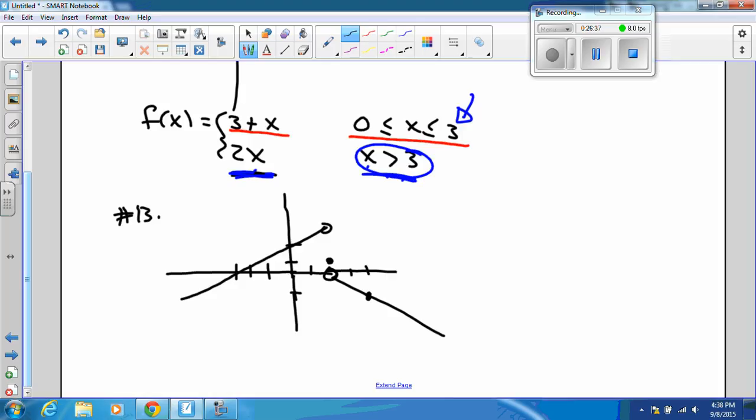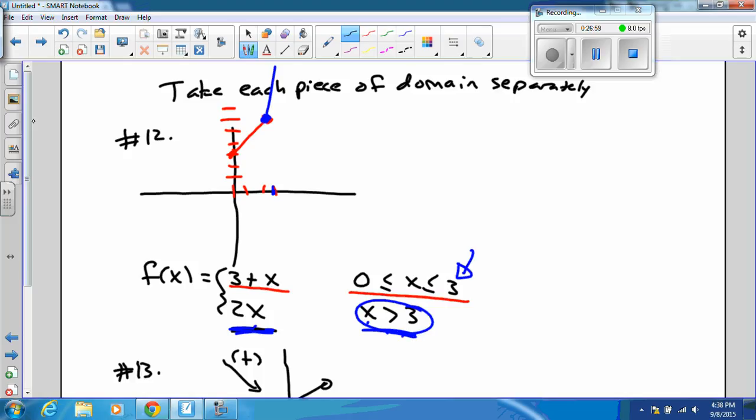Because we are dealing with a graph, we're going to have to estimate slopes here. And I had different estimates for slopes, and that was okay. I was looking for some kind of positive slope less than 1 here. And I was looking for some kind of negative slope that was greater than -1 here. So what can we say? Well, first we are going to adhere to the general principle. We're going to take each piece of domain separately.